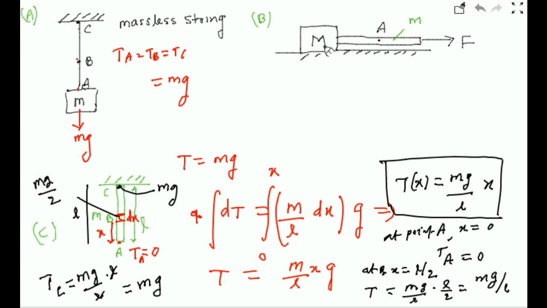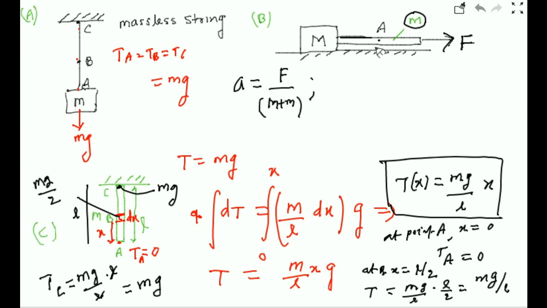Suppose there is a capital mass M, and the mass of the string is given as small m, and there is an external force F applied on the string. So find the tension at point A. What you have to do, because the whole thing combined, small m and capital M, is moving in the forward direction, is find the combined acceleration. The combined acceleration is force divided by total mass, F by m plus M. Okay, this is the first step.